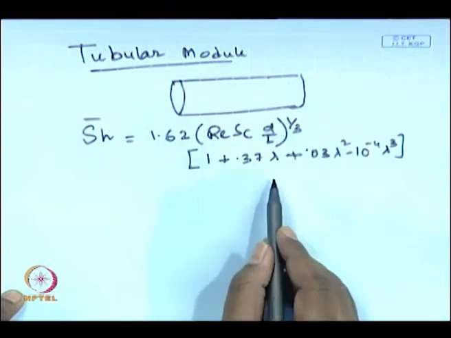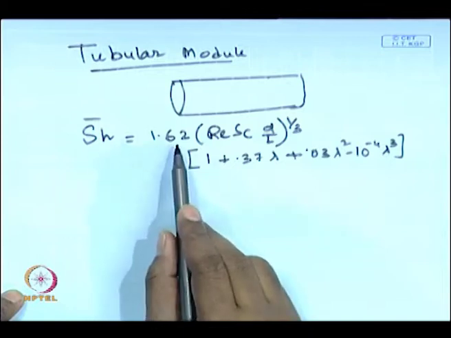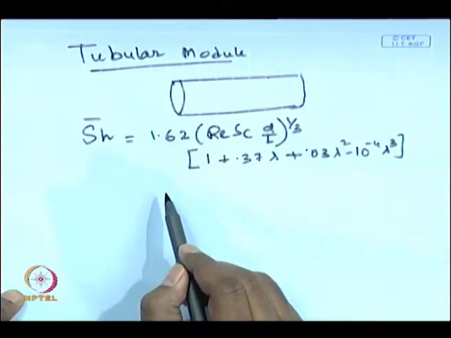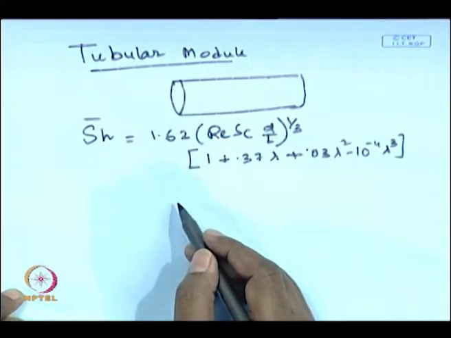Okay. So if lambda is equal to 0 for the non-porous conduit, you get back the Leveque solution for the flow through a tube, that is 1.62 Reynolds Schmidt d by L raised to the power 1 upon 3, and d is basically the inner diameter of the tube.